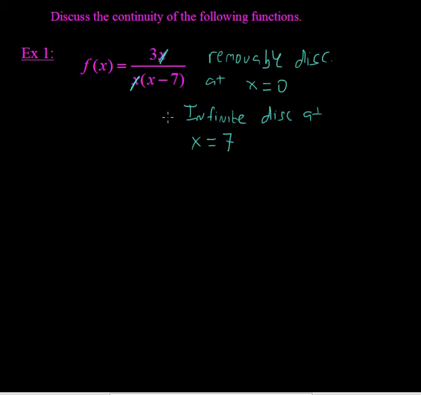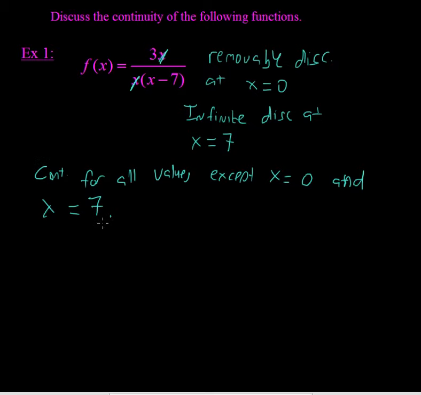So that's how we'll talk about the continuity of the function. So we'd say that the function is continuous for all values except x equals 0 and x equals 7. Okay, so that's how you address that.